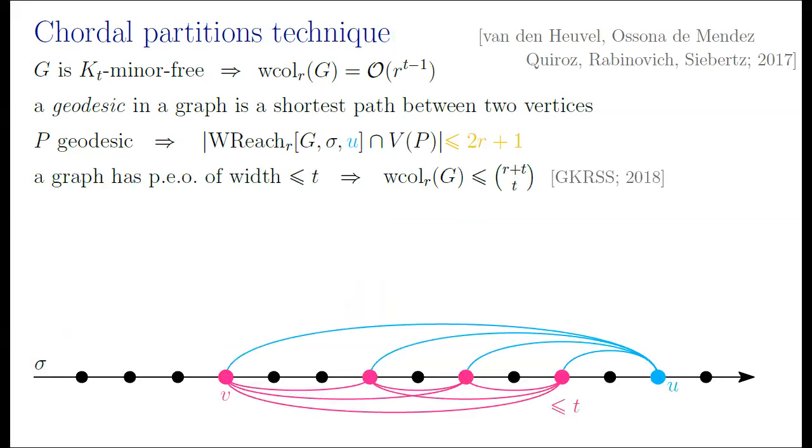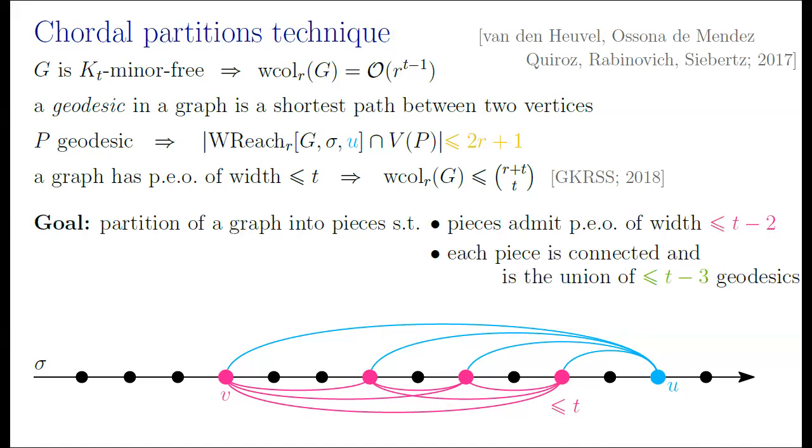Now this is just a reminder of this result about treewidth that I showed you, but stated in a slightly different way. If we have a perfect elimination ordering of width t, and by width of perfect elimination ordering I mean this value here, then we have this bound on weak coloring number. This is just a reminder of what we already did.